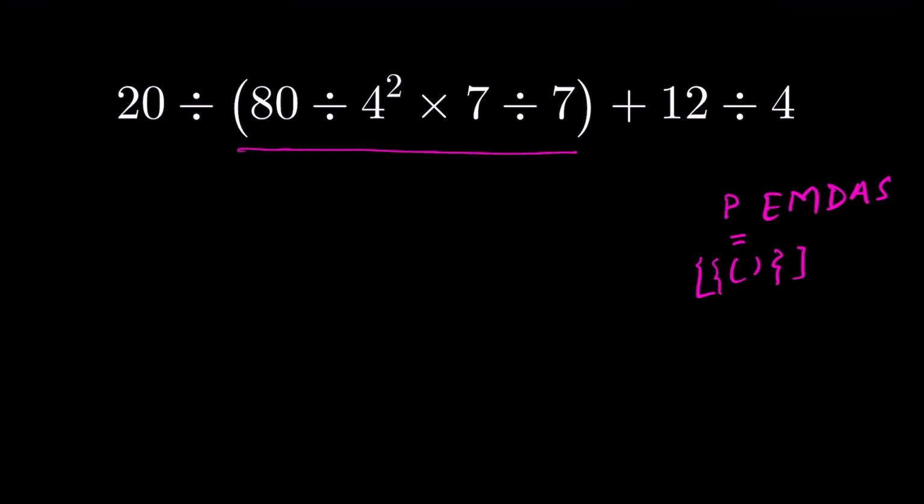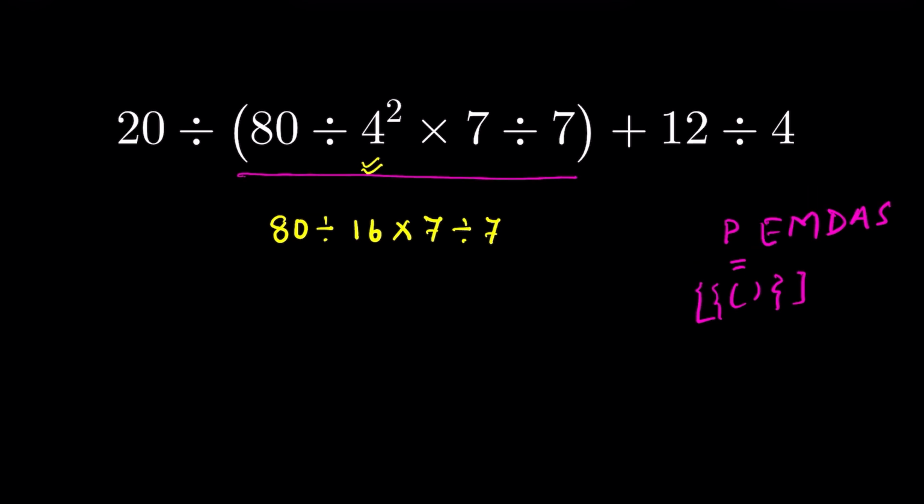After parenthesis, the exponent takes precedence. So here we have 4 raised to the power 2, so first we will solve this exponent part. Let me write it like this: 80 divided by 4 squared, which is 16, multiplied by 7 divided by 7.